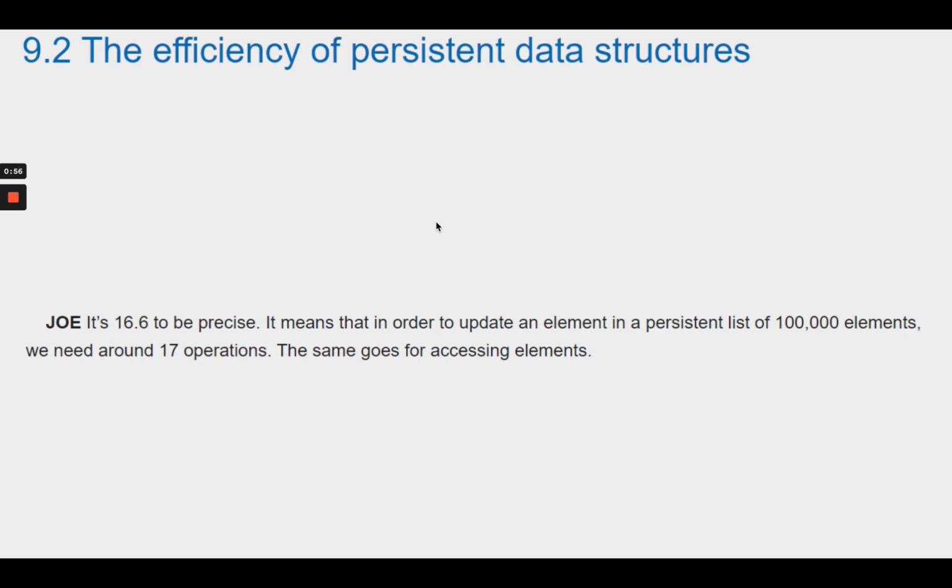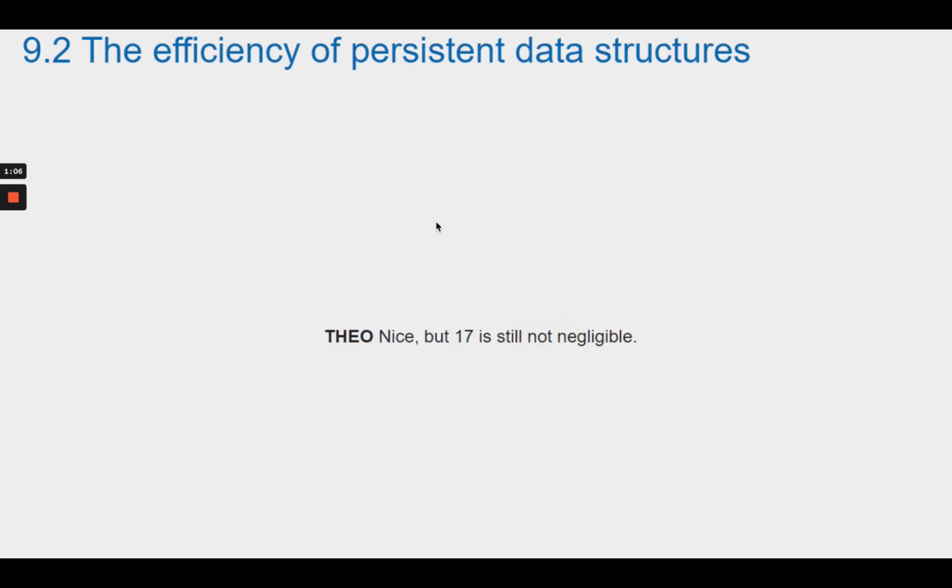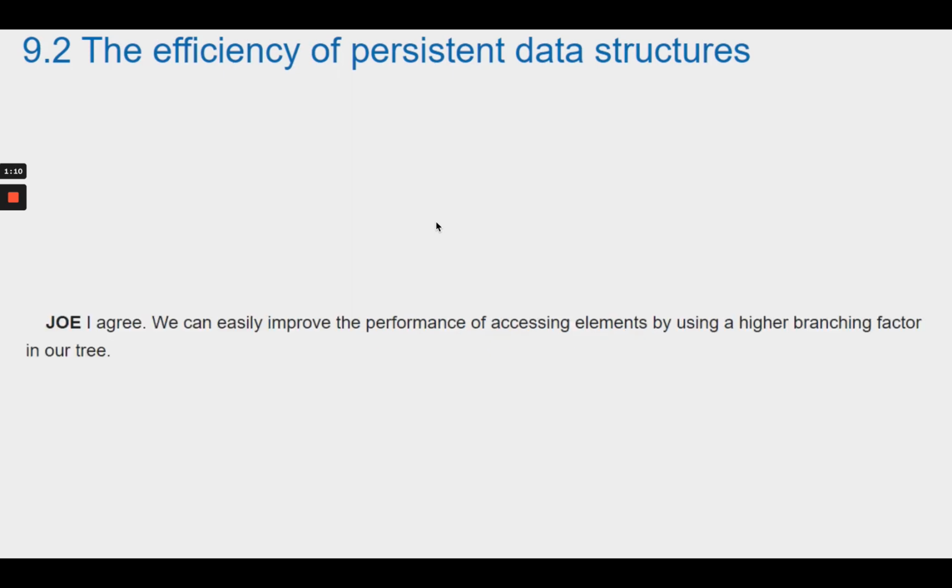It means that in order to update an element in a persistent list of 100,000 elements, we need around 17 operations. The same goes for accessing elements. Theo: Nice, but 17 is still not negligible. Joe: I agree. We can easily improve the performance of accessing elements by using a higher branching factor in our tree.